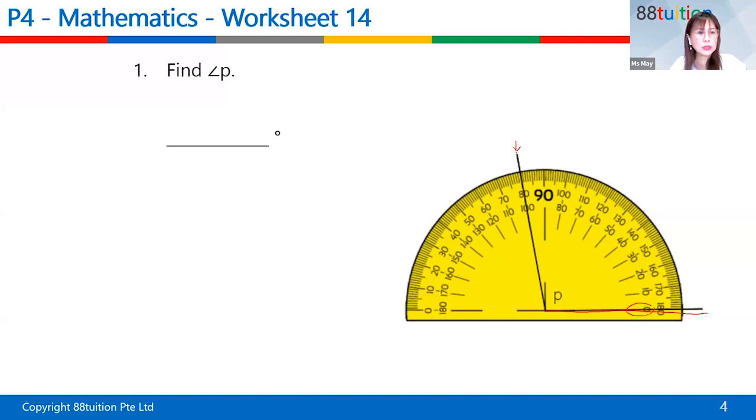So how many degrees is this? Lucas, how many degrees is this? Unmute and answer me. Yeah, Charlene, you're right. Lucas, is it supposed to be inner scale or outer scale? Inner scale. Because, okay, 100. Yeah, it's 100. Okay, very good. 100 degrees. Next.